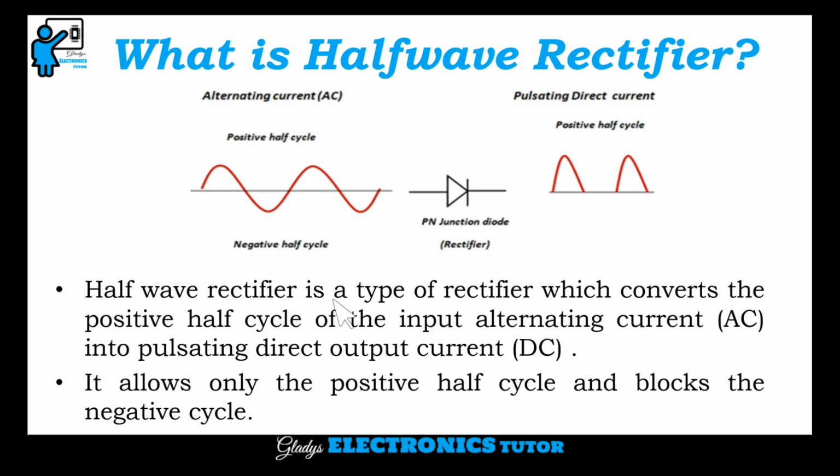So, half wave rectifier is a type of rectifier which converts the positive half cycle of the input alternating current into a pulsating direct output current. So, it allows only positive half cycle and blocks the negative cycle.